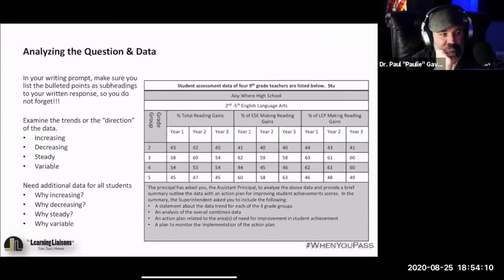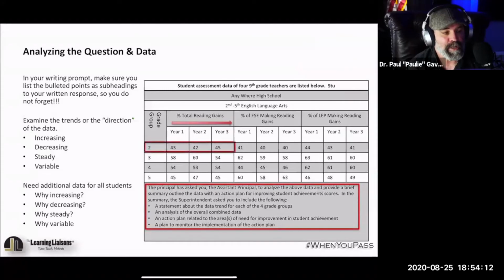Go ahead and click this, Jason. So remember, we have a summary. We have something that they're being asked for. And in this case, do you see the total reading gains? Remember before it was vertical, it was going up and down. This is going horizontal. So all we're going to do is speak to the data.